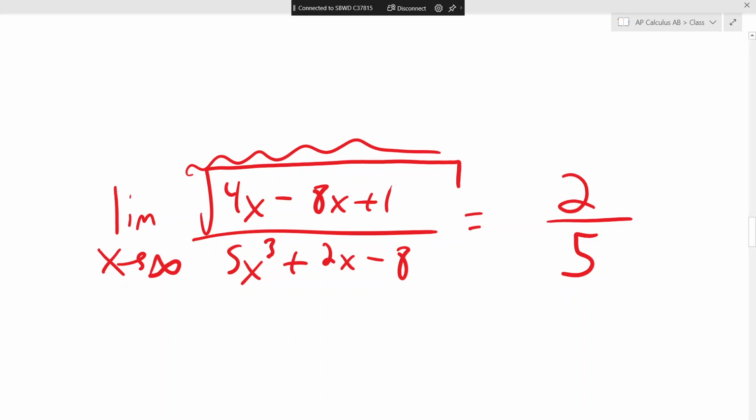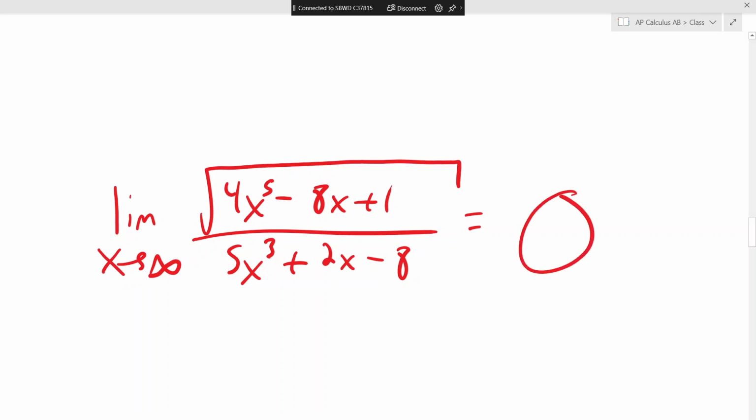Okay. Good question. What if this is 4x to the 5th? Who wins that fight? Numerator or denominator? The denominator wins. That's 0. Yeah, so essentially the numerator has a degree of like 5 halves. Even though it's got a lot of junk up there, you can kind of think like that, as we're going to infinity.